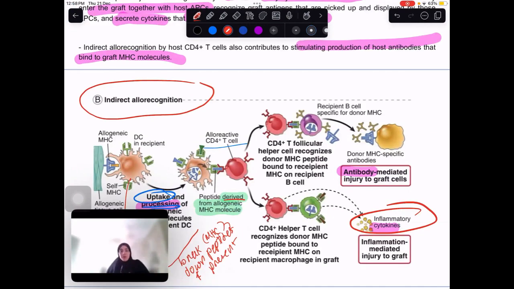They will come and take the antigen, break it down, and present it. When the T cell comes in contact to get activated, it will bind to two things, the MHC and the peptide. It will recognize the MHC as my own self MHC, but when it looks at the peptide, it's foreign, so now it will be activated. But in this case, it's CD4. So direct allorecognition is CD8, and the indirect is CD4.